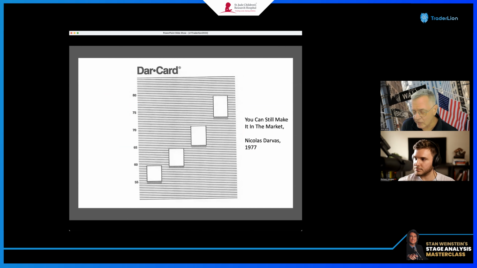Okay, now I'm going to Nicholas Darvas. In Nicholas Darvas's third book, which John talked about, You Can Still Make It in the Market, he was very proud. He paid a designer to design graphically what his approach was. His approach was to buy, he called it the box theory. A stock will stay between a range for a while, forming a box, then it breaks out into a new box, and a new box, and a new box.